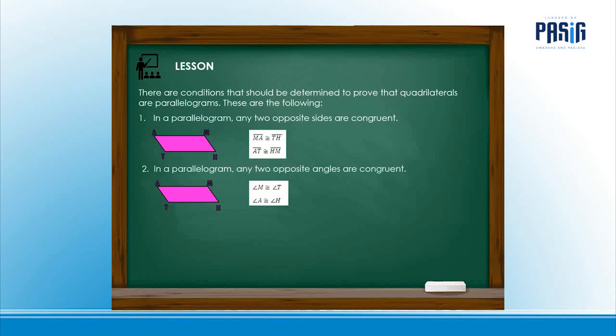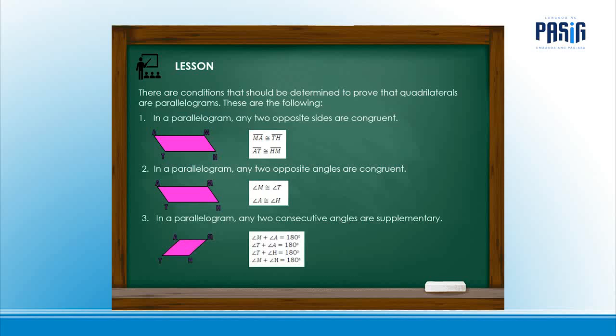Second, in a parallelogram, any two opposite angles are congruent. Again, in the given figure MATH, angle M is congruent to angle T. Angle A is congruent to angle H.